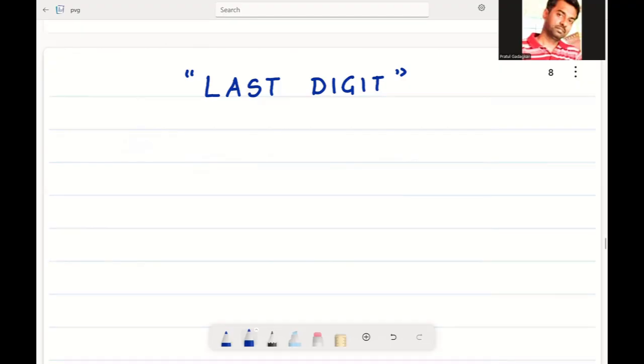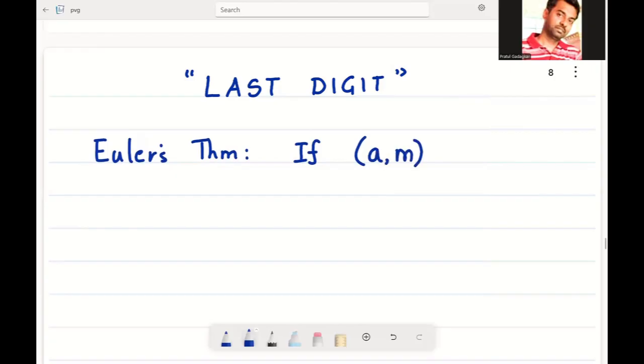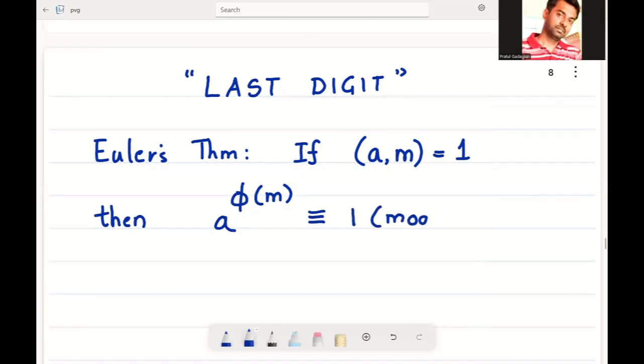For this, I have to recall Euler's theorem. Let me quickly recall it. What does Euler's theorem say? If I have two integers a and m which are relatively prime, so that the GCD is 1, then a raised to phi of m is congruent to 1 modulo m. This was done in the previous video, where we discussed Euler's theorem.